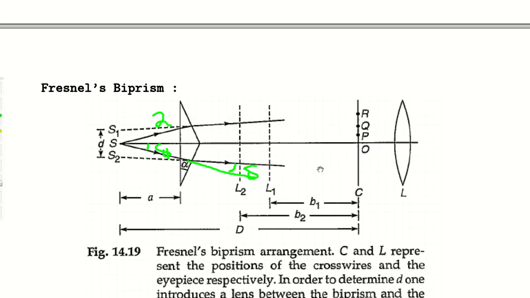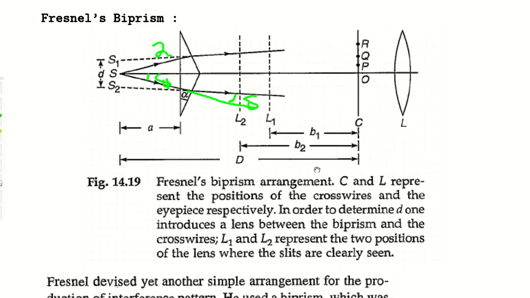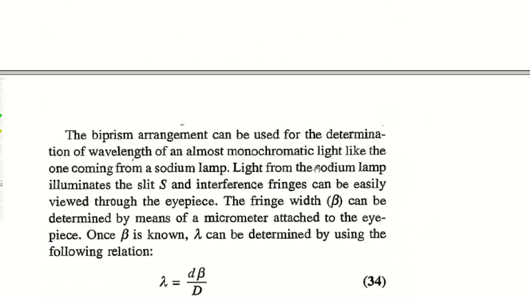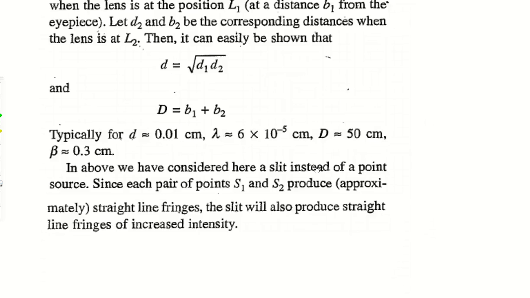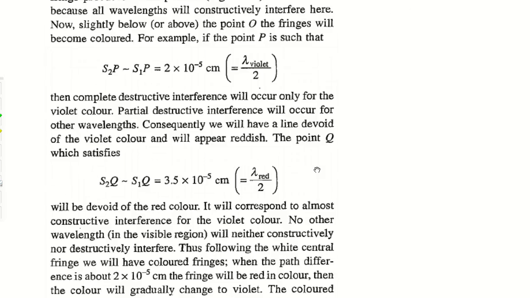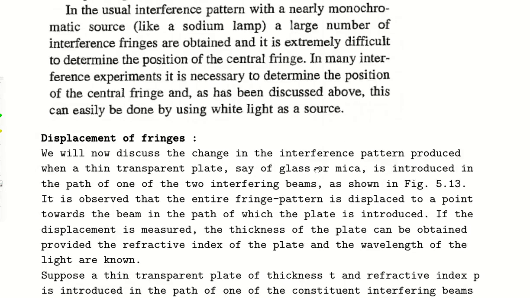So white light fringes are of use when you are targeting to measure the central bright fringe. For monochromatic lights, the central bright fringe will definitely appear, but it is confusing to detect it by our experimental setups.